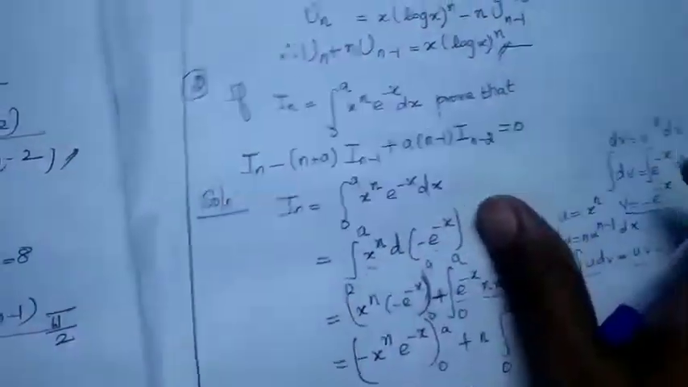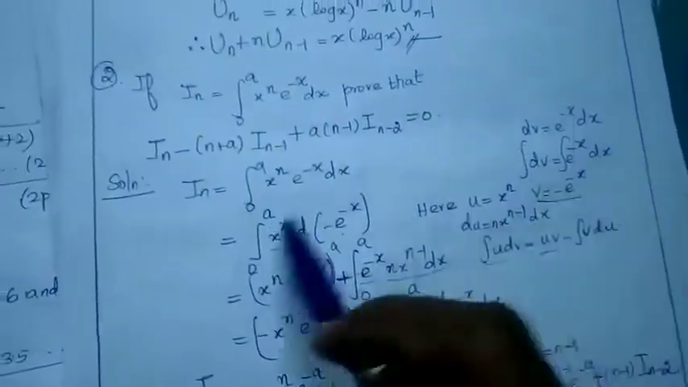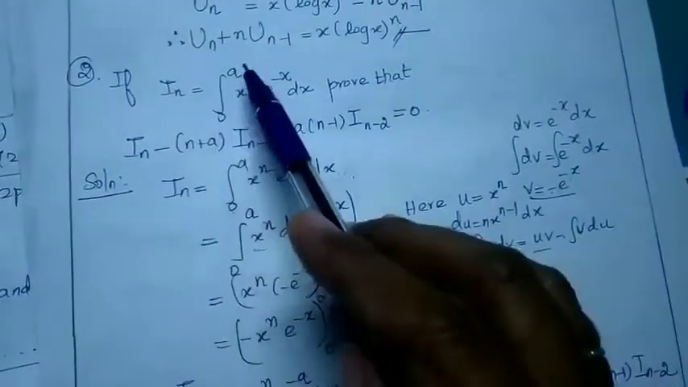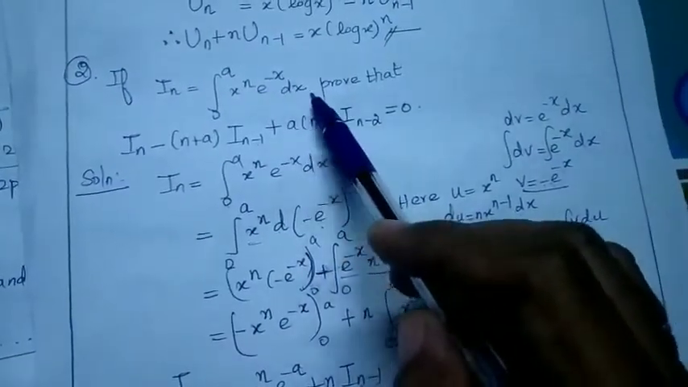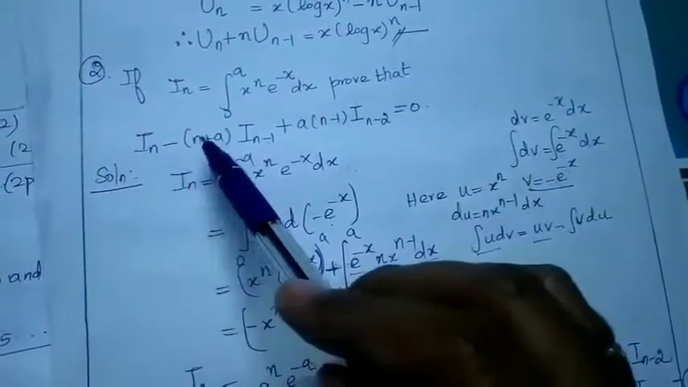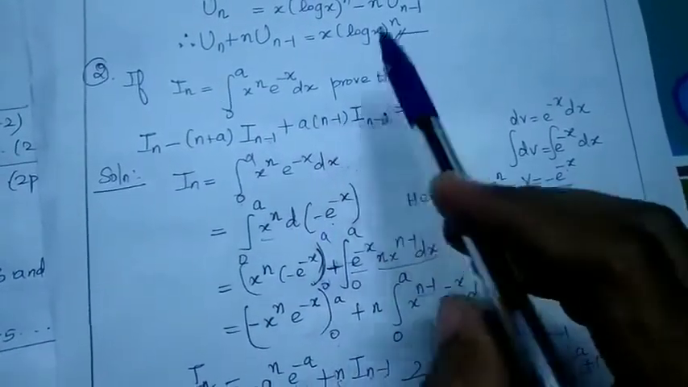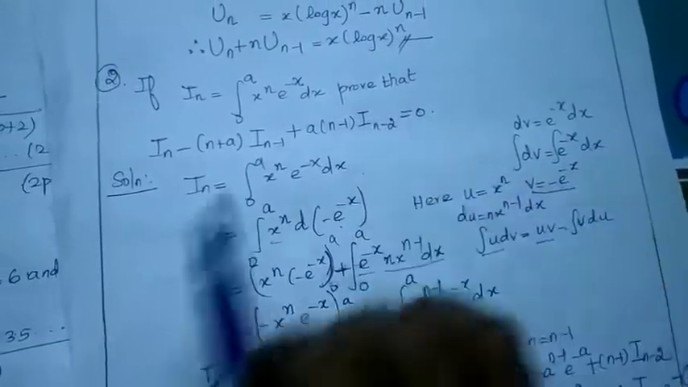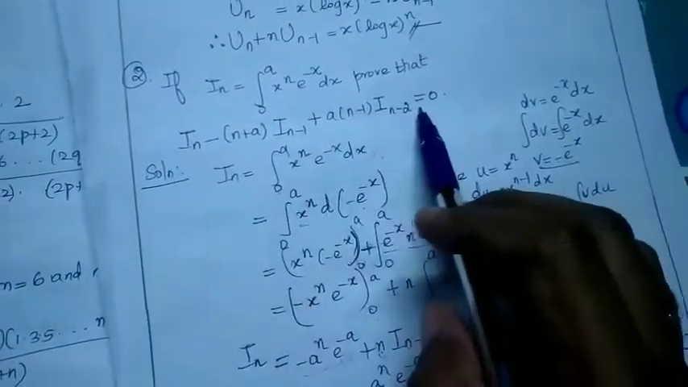In this video, you are going to learn problems using reduction formula. Look at the question. If I_n equals integral 0 to a of x^n e^(-x) dx, prove that I_n - (n + a) I_(n-1) + a(n-1) I_(n-2) equals 0. So if this is our I_n, we have to prove that this equation equals 0.